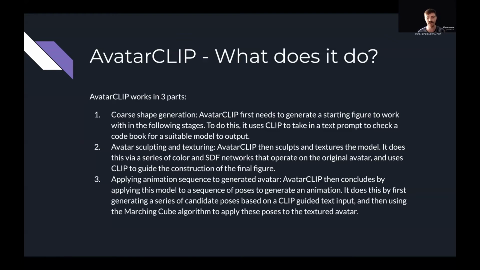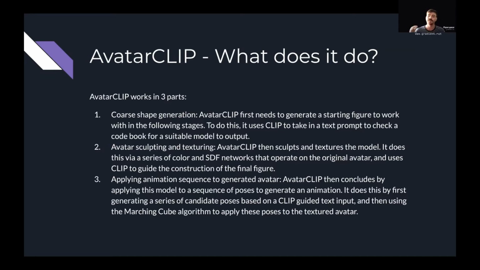Finally, we have the applying animation sequence to the generated avatar. Again, this part will not be included in the final code demo, but it seemed necessary to include everything. It applies to a model a sequence of poses to generate an animation, and it does this first by generating a series of candidate poses based on a CLIP-guided text input, and then using the marching cube algorithm to apply these poses to the textured avatar.